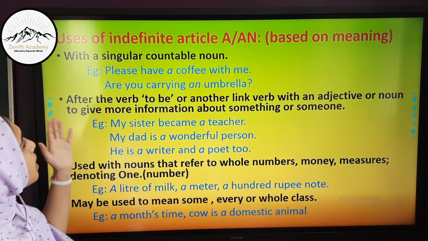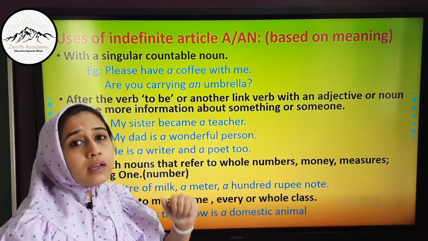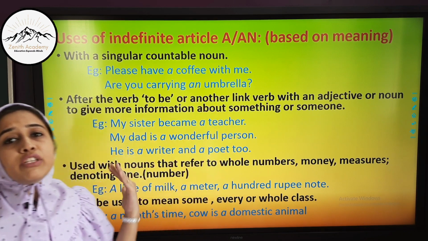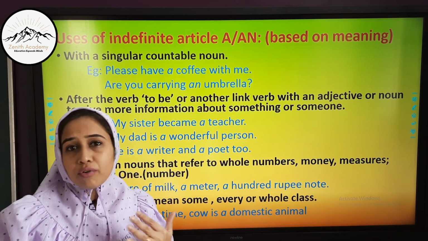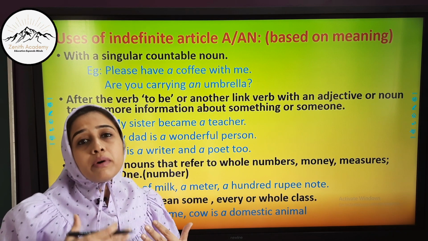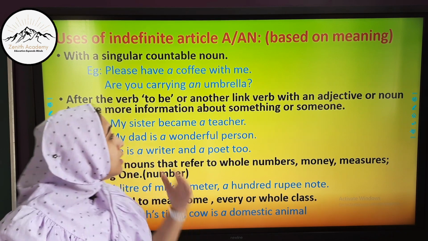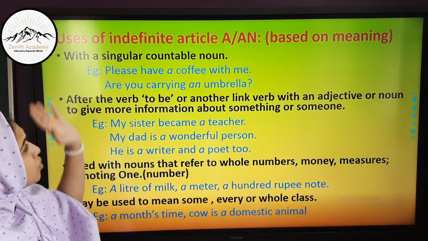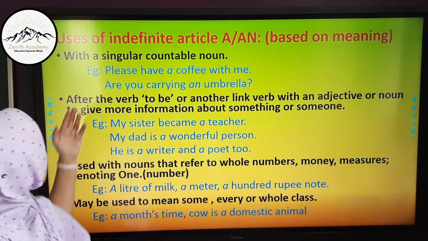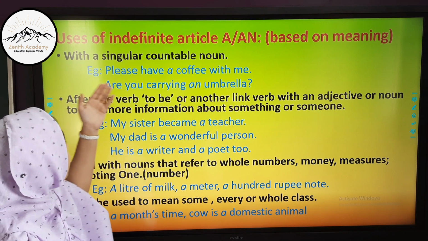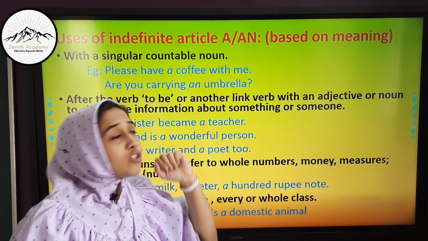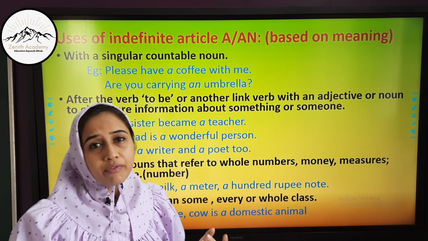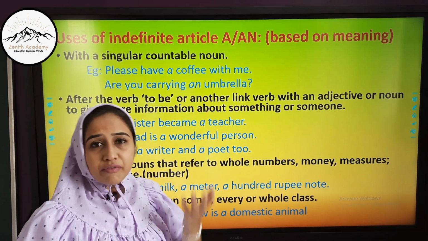Now these are uses of the indefinite article, a and an, but these are based on meaning. The first slide which we saw was based on sound, as we already discussed. You have to put emphasis on the sound. This is based on meaning. First, it is used with a singular countable noun. Let's see the examples. Please have a coffee with me. Here you don't need to mention that we are talking about one cup of coffee or two cups of coffee. A coffee means one.